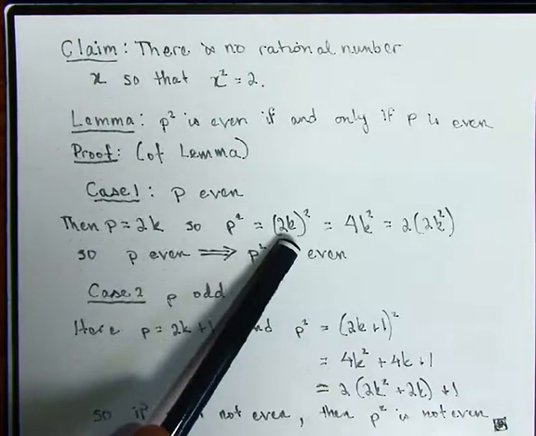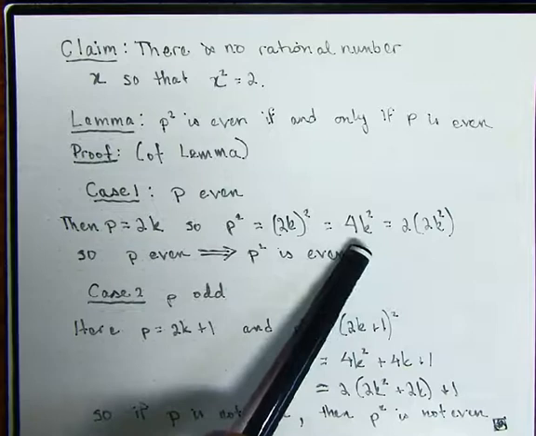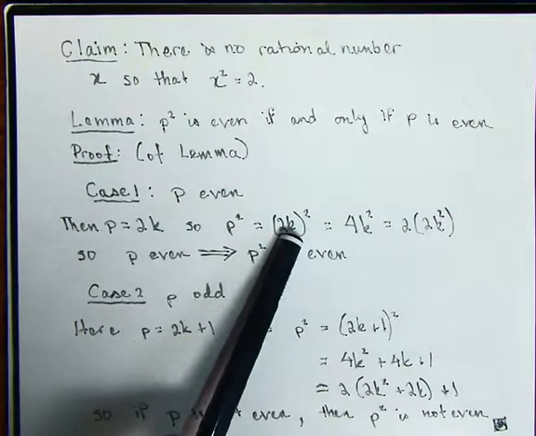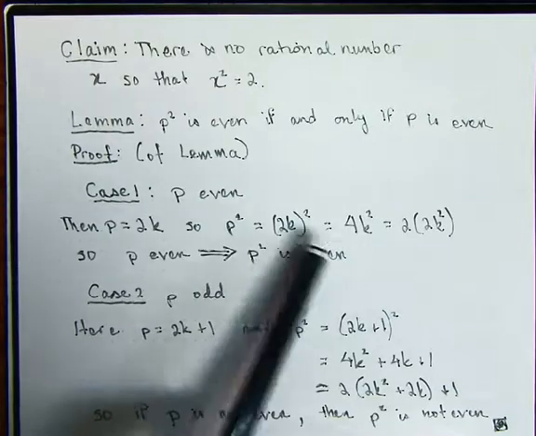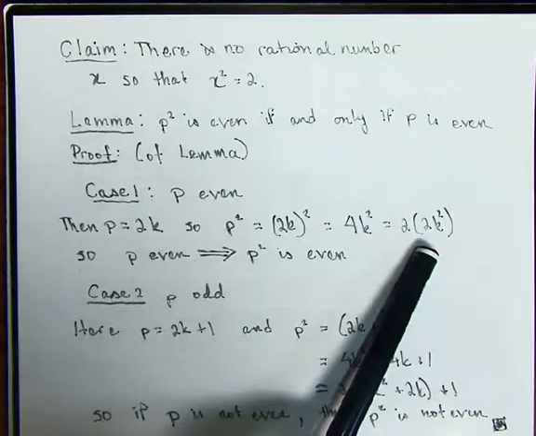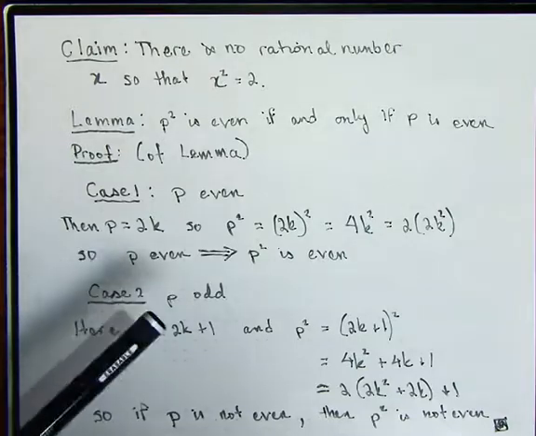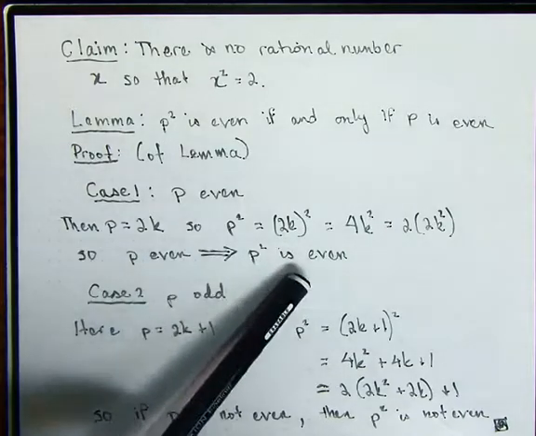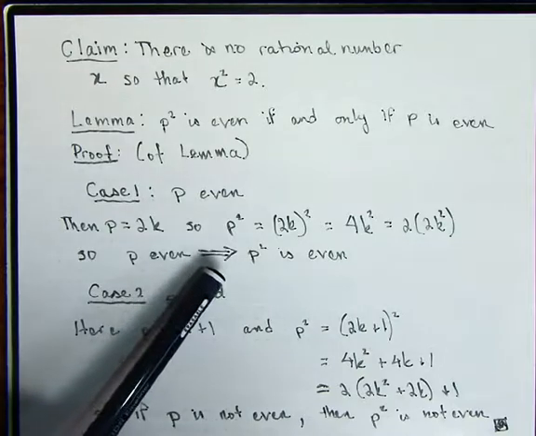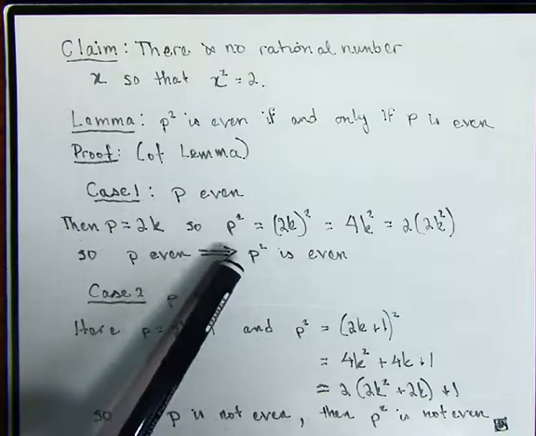We square both sides because we're interested in saying something about p squared. If we square 2k, we get 4k squared. You have to do 2k times 2k, collecting the 2's and the k's. And of course, that is equal to the expression right here, 2 times 2k squared. This shows us that if p is even, then p squared is even. I'm sure you're familiar with this notation. It's used for an implication: if this is true, then this is true.